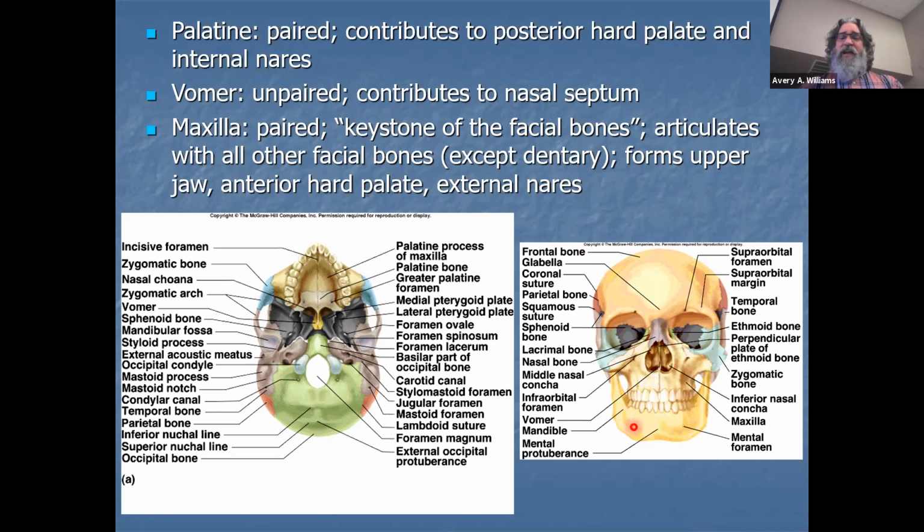The mandible articulates with the temporal bone up here, so that's completely different. But the maxilla articulates with all other facial bones except the dentary. It forms the upper jaw and also the anterior hard palate. And of course, it supports all the teeth and the external nares right here. And that's it.